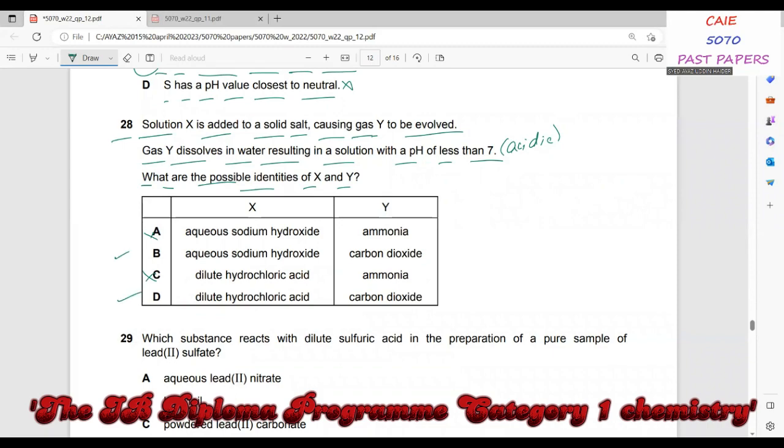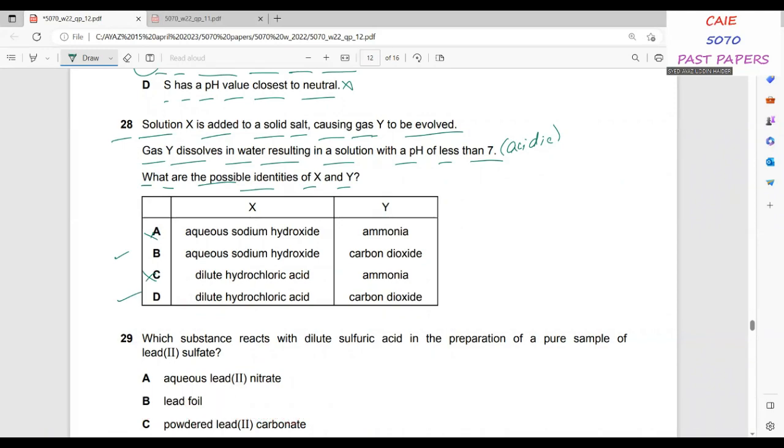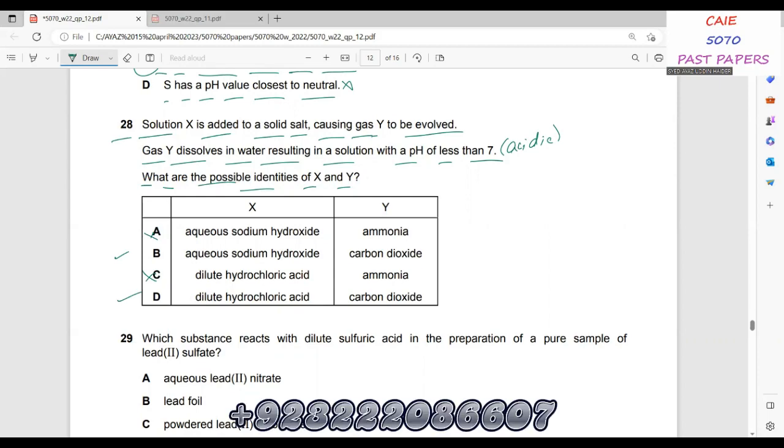If you add aqueous sodium hydroxide to a solid salt, will you get carbon dioxide? We don't have any salt producing carbon dioxide gas. We do have a solid carbonate salt which produces carbon dioxide on reacting with dilute hydrochloric acid. So D will be the right choice here.